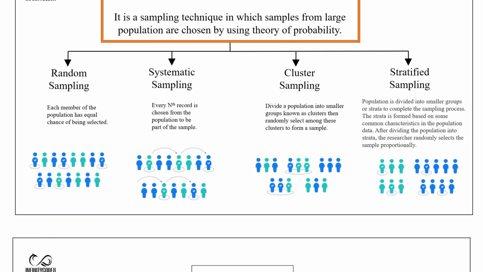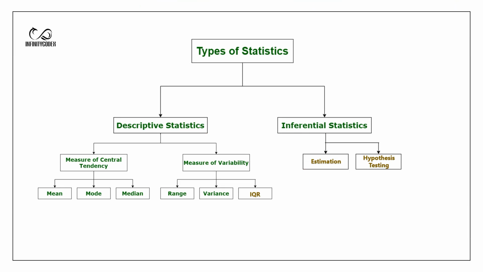Types of statistics. We have descriptive statistics and we have inferential statistics. In descriptive, we have measure of central tendency and measure of variability. For now, we will only see descriptive statistics. We will see inferential statistics later.